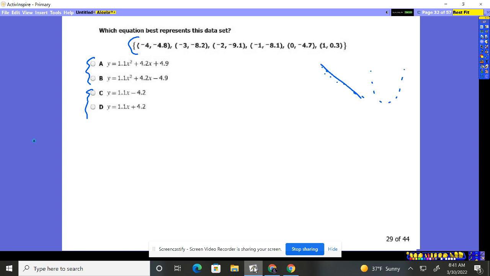Personally, I know it's going to be that one because look where the y-intercept is: 0, negative 4.7. So I know it crosses that axis down at about negative 4.7. When x is 0, these two would both cross out. So I know it's going to be B. But let's go back and say, what if we didn't know that it was B? How do we do things?